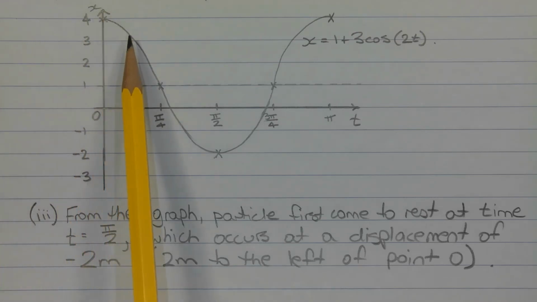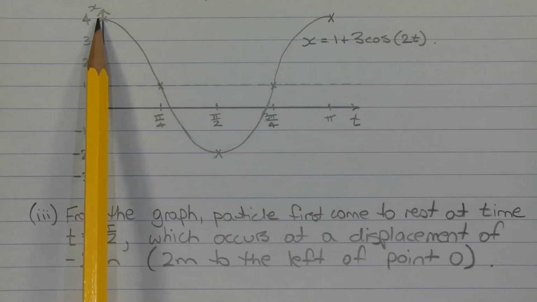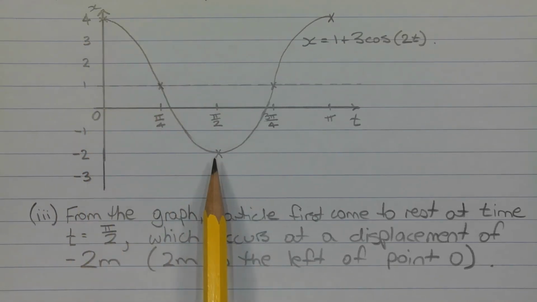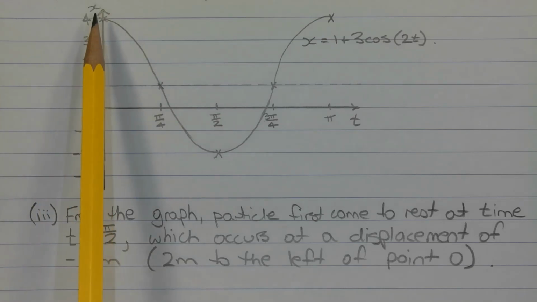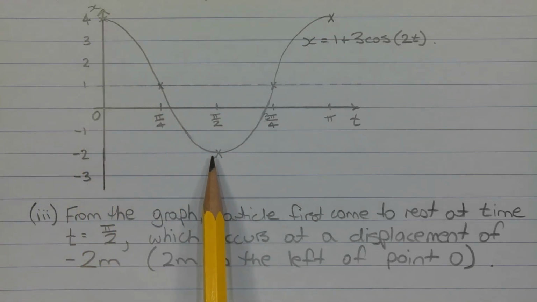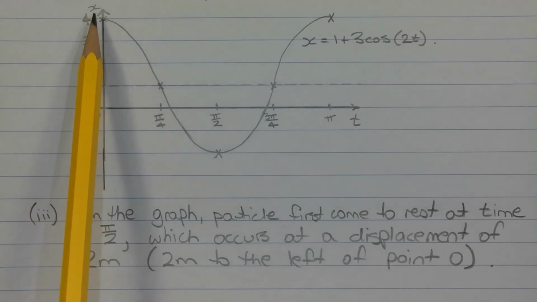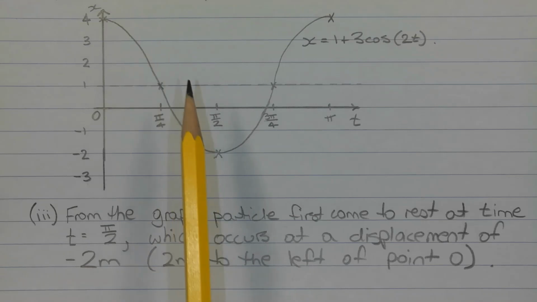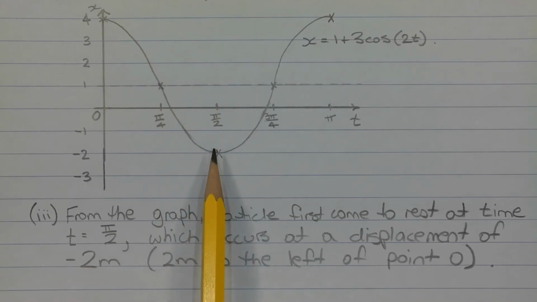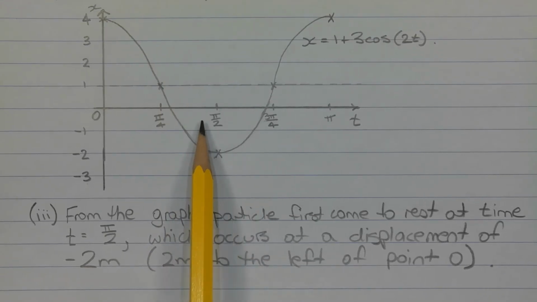From the graph that we sketched in part 2, the particle is at rest at the peaks, in other words, the maximum values on the curve, and the troughs, which represent the minimum values on the curve. Now, these occur at time t equals 0, t equals pi over 2, and at t equals pi. Now, the question says after time t equals 0, so we can't include this point here. So the first time that the particle is at rest is at time t equals pi over 2.